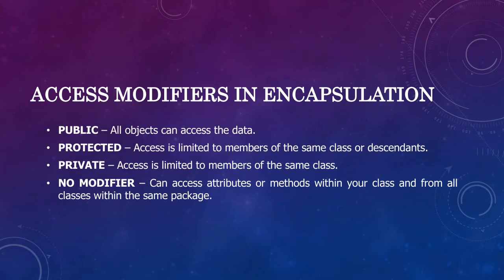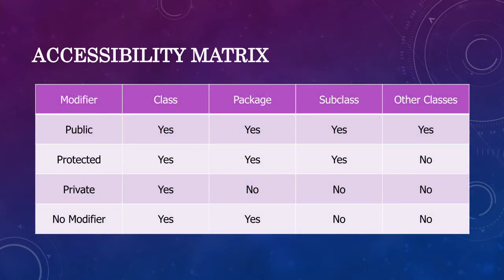Access modifiers in encapsulation. Public: all objects can access the data. Protected: access is limited to members of the same class or descendants. Private: access is limited to members of the same class. No modifier: you can access attributes or methods within your class and from all the classes within the same package. Accessibility matrix: here, you can see an overview of the different access modifiers and the accessibility of the attributes or methods.